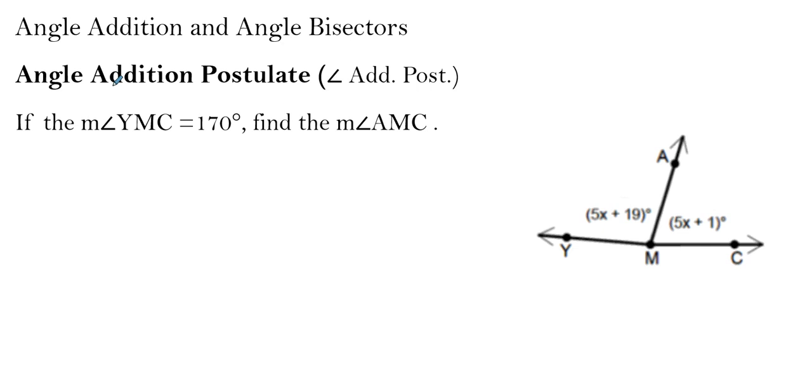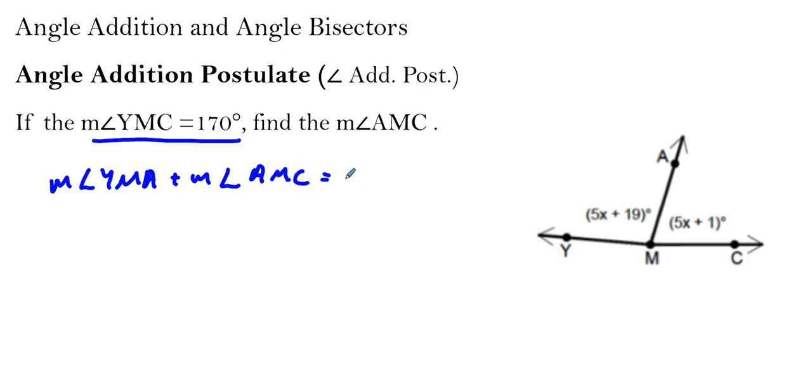So if we are given this information that the measure of angle YMC is equal to 170, and we wanted to find the measure of AMC, we could say that the measure of angle YMA plus the measure of angle AMC is going to equal the measure of angle YMC. And just like we always do, we take what we know and say 5x plus 19 plus 5x plus 1 is equal to, in this case, 170.